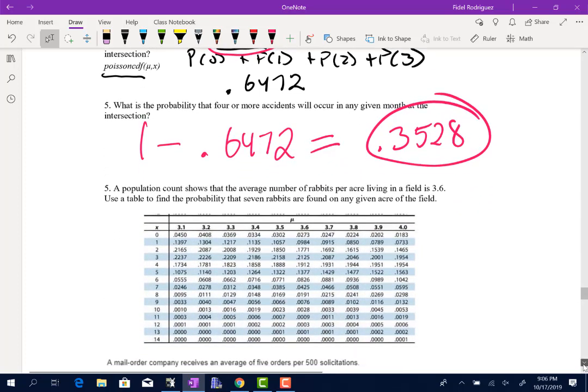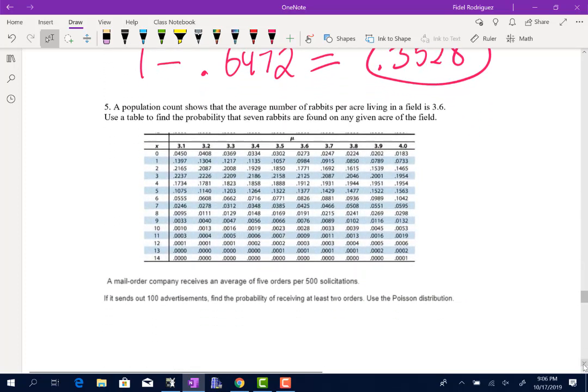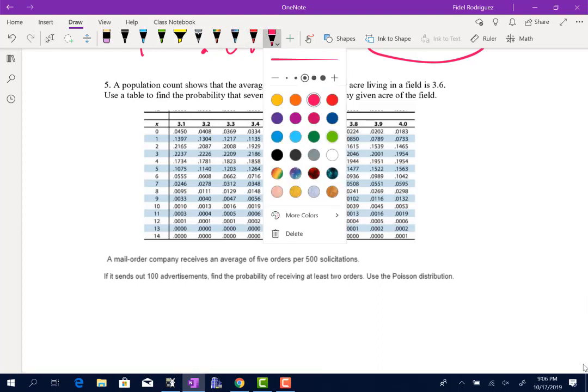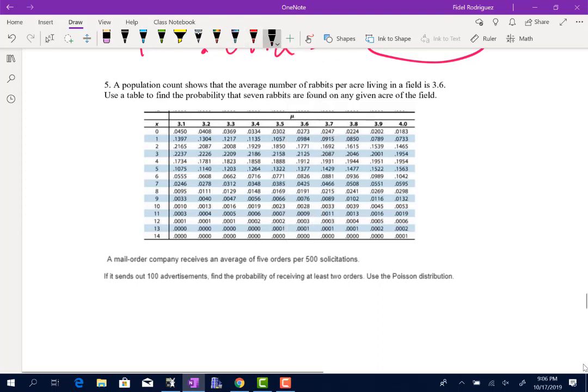So guys, here's another problem. It does give me a table. So let's see if we can figure this out, just looking at our table here. So I'm going to come back, I'm going to grab my pen. Let's go here. Okay. So do we know what our average is in this case? Yes. So guys, my mu is 3.6.